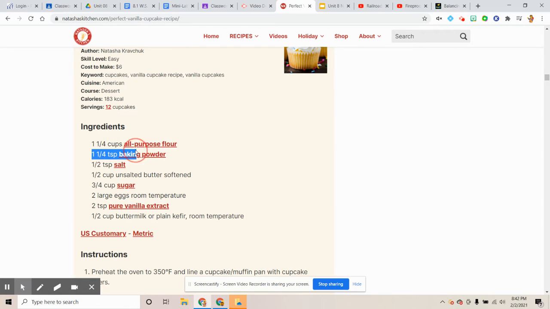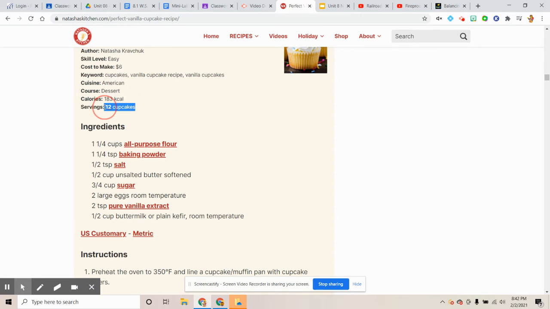So it's not just that you need all-purpose flour. In order to successfully pull off this recipe, you need to know that it's 1 1/4 cups flour, 1 1/4 teaspoons baking powder, a half teaspoon salt, a half cup softened butter. Without the actual amounts, you might mess up. Maybe you'll put in only a teaspoon of flour. Maybe you'll put in 1 1/4 cups of baking powder. Maybe you'll put in a full cup of salt, and they'll be the worst cupcakes you've ever had in your life.